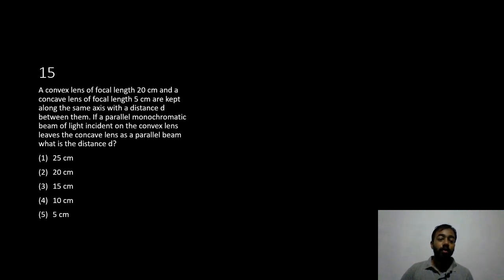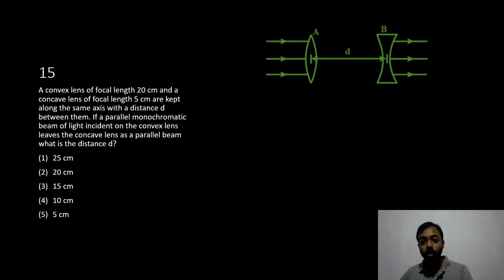Question number 15. A convex lens of focal length 20 centimeters and a concave lens of focal length 5 centimeters are kept along the same axis with a distance d between them. If a parallel monochromatic beam of light incident on the convex lens leaves the concave lens as a parallel beam, what is the distance d? So this question is there in several papers from international level papers. I actually downloaded this from the internet. The same question is there on the internet.